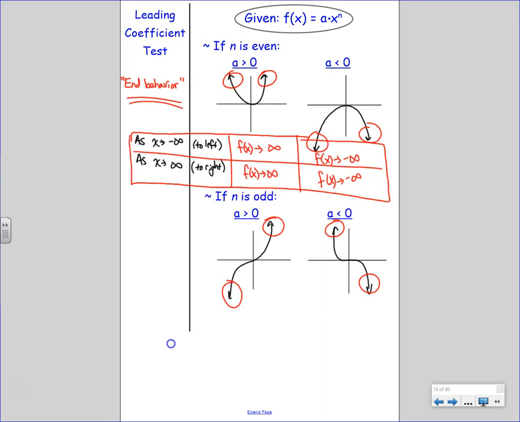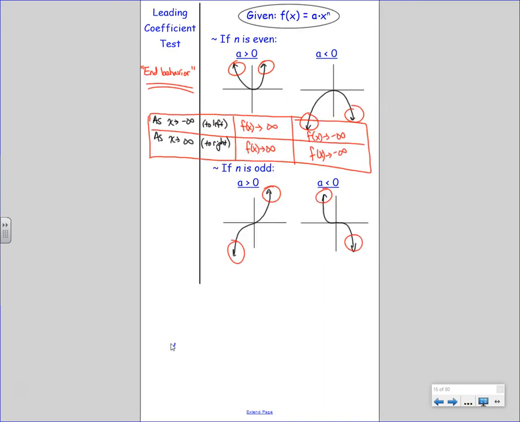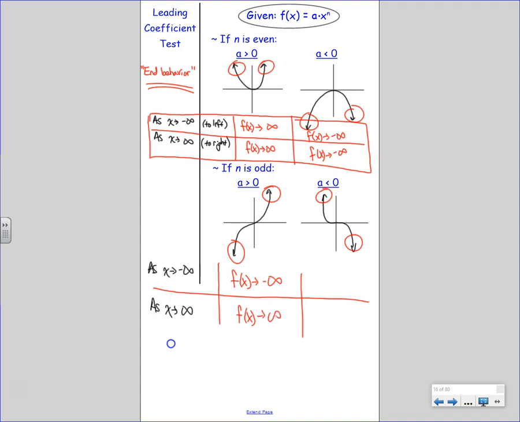So what am I going to show if I do the exact same table down here for the odds? As x approaches negative infinity to the left, as x approaches positive infinity to the right, what am I going to say for the first function? Pause, this one, to the left. Oh, negative. F of x is approaching negative infinity, right? What can I say for f of x as x approaches positive infinity? It approaches the opposite infinity, right? Odd function is always opposite.